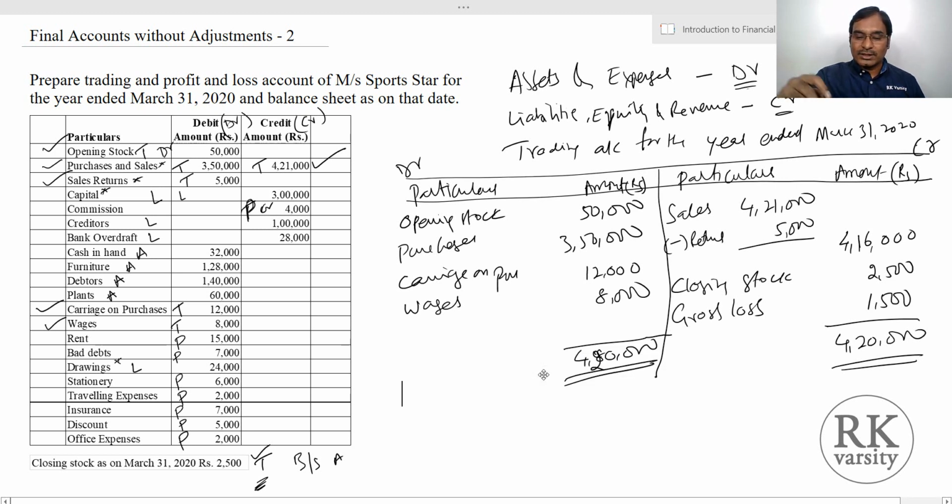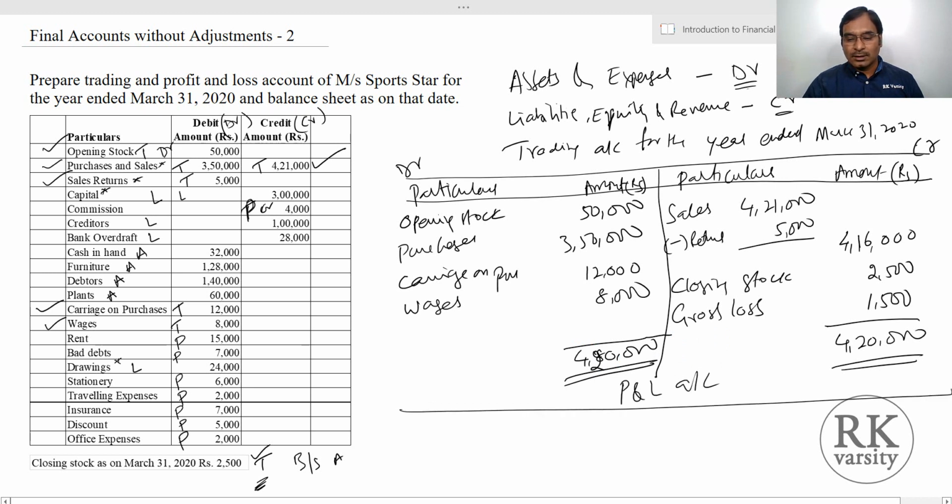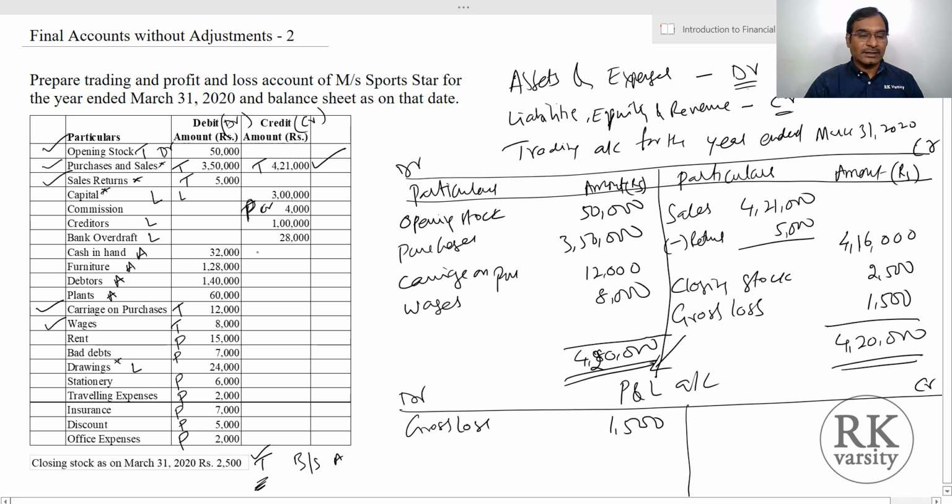Now next, we prepare a profit and loss account, with the same debit side and credit side. First we bring our gross loss here, 1,500. Now any item on the credit side of the profit and loss account, yes, we have commission of 4,000, because it is a credit balance, that is, we received a commission. So commission received 4,000.